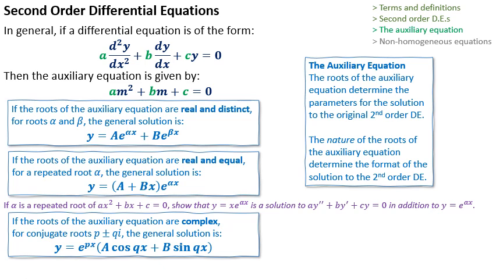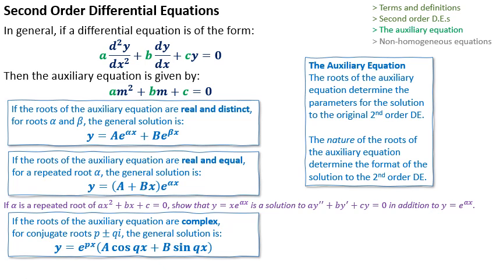It takes a bit of work, but you can demonstrate that if you work through it. And once you've got that, because x e to the alpha x is a different object to just e to the alpha x, we can add a multiple of one and a multiple of the other one, and we've got our general solution with two arbitrary constants.